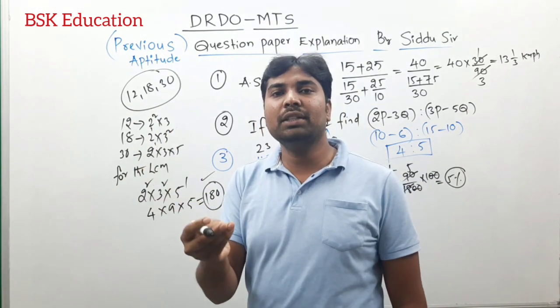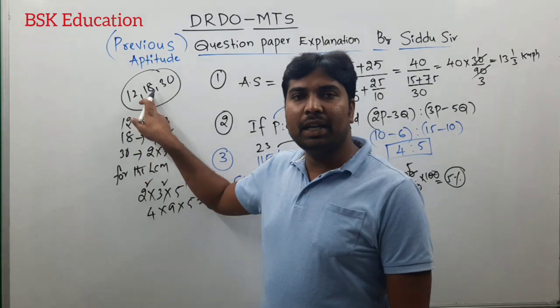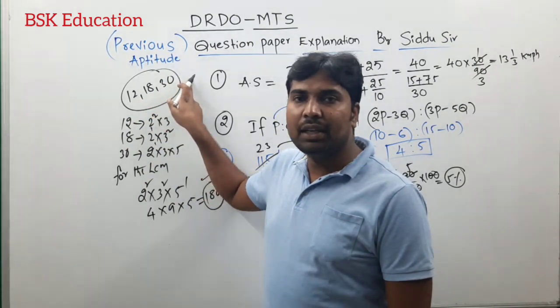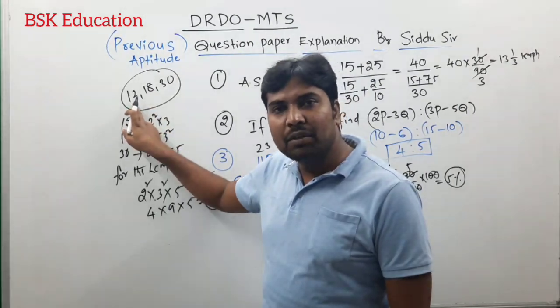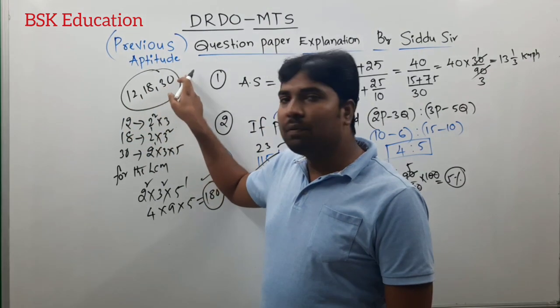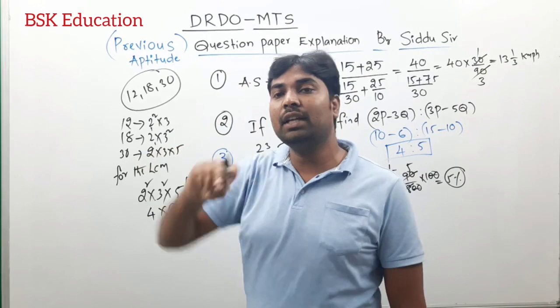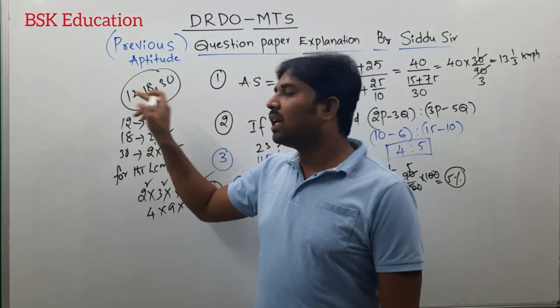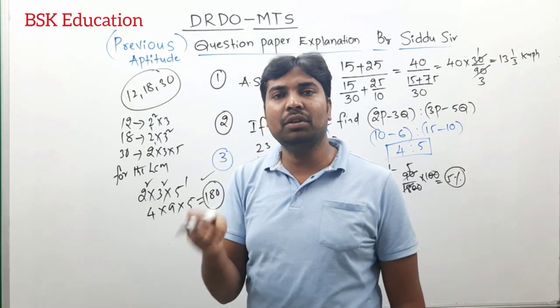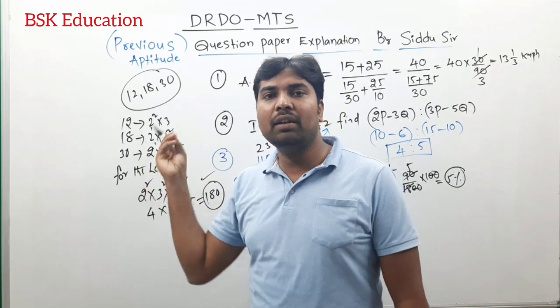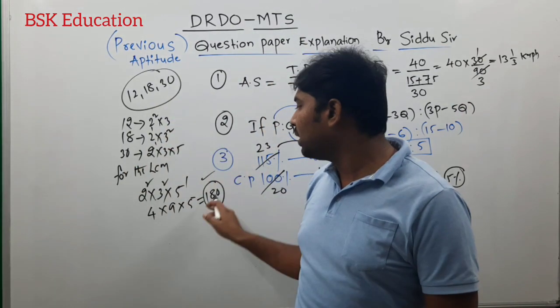So 30 into 2 is 60. 60 is not divisible by 18. 30 into 3 is 90. 90 is not divisible by 12. So 30 into 4, 30 into 5, 30 into 6. 30 into 6 is nothing but 180. 180 is exactly divisible by 12 and 18. So the LCM of 12, 18, 30 is nothing but 180.